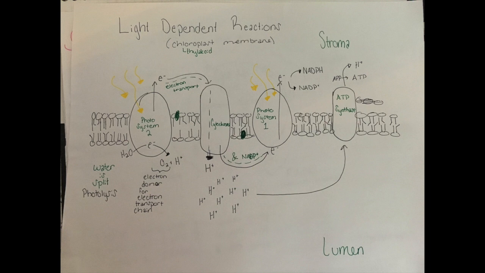And the H+ ions that were pumped down through the cytochrome b6f complex go to the ATP synthase, where ADP is turned into ATP. And as labeled, this happens in the thylakoid of the chloroplast membrane, and stroma and lumen are labeled as well.